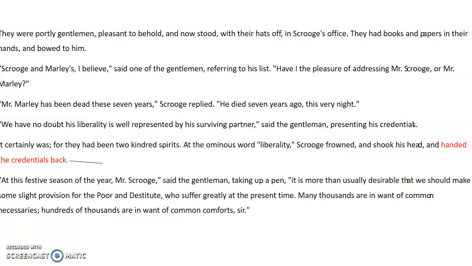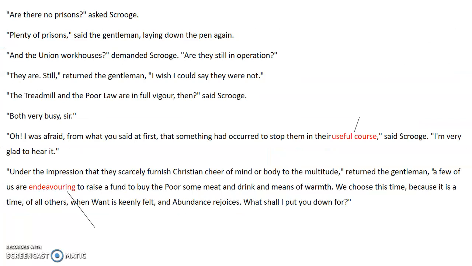So this quote here, handed the credentials back. This shows straight away that Scrooge is not interested in supporting the poor. On to the next one then. We've got useful course, which is echoing Malthus's views. At the beginning, Scrooge is echoing his views.